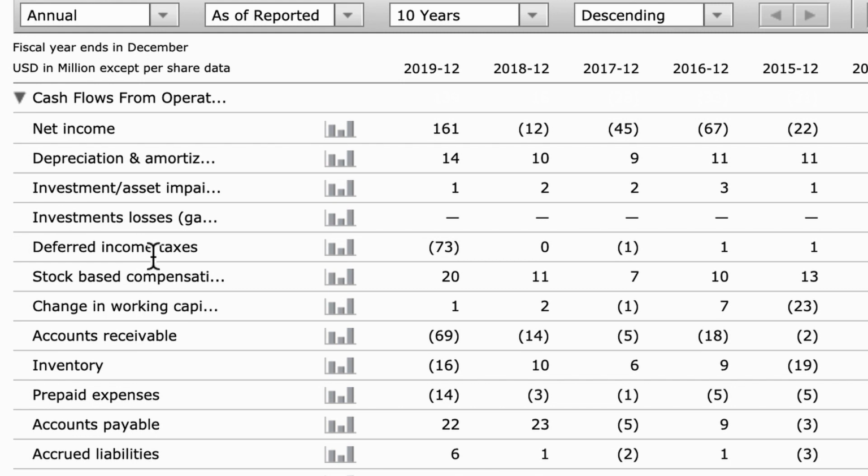The next one down is deferred income tax. This means that the tax they are going to have to pay later, so that's why it is a negative number. If that tax was going to get returned back to them, it would be a positive number.